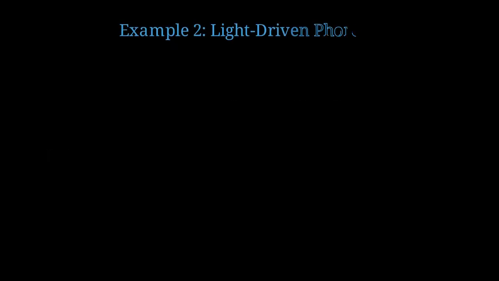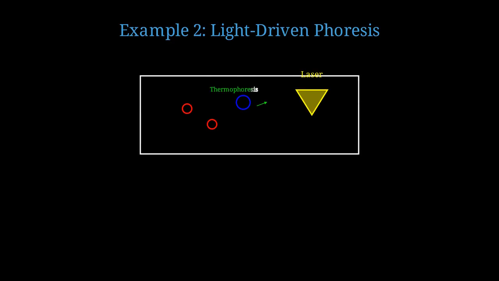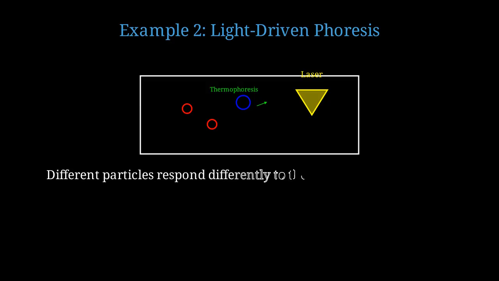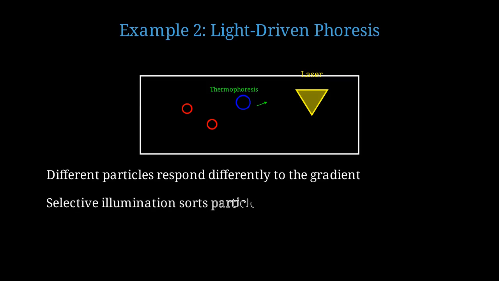The second example uses light-driven forces to sort particles without mechanical valves. A focused laser beam creates a local temperature gradient. Particles experience thermophoresis, a force that pushes them along the temperature gradient. Different types of particles have different thermophoretic mobilities, so they move at different speeds in response to the same gradient. By selectively illuminating certain particles based on feedback from a camera, we can sort them without any mechanical contact or bulk fluid work.